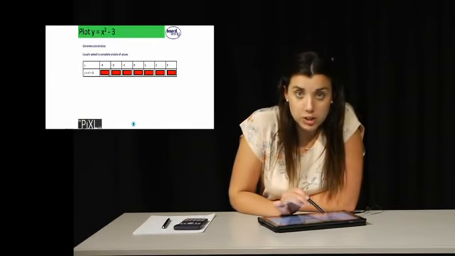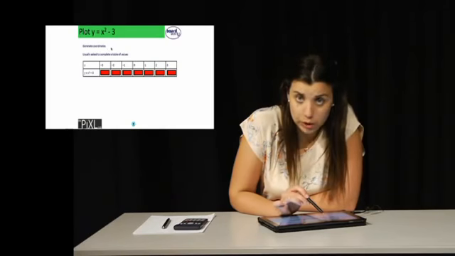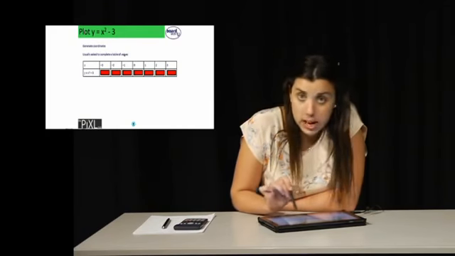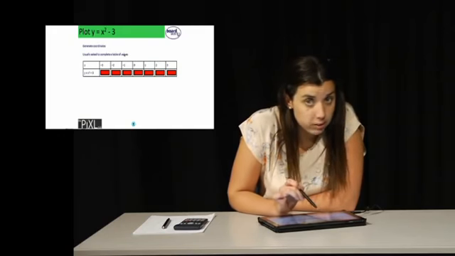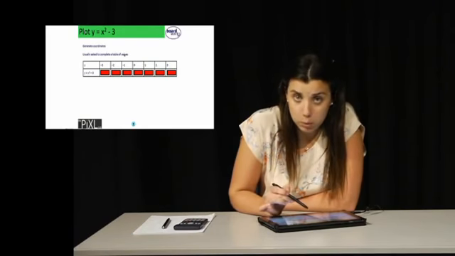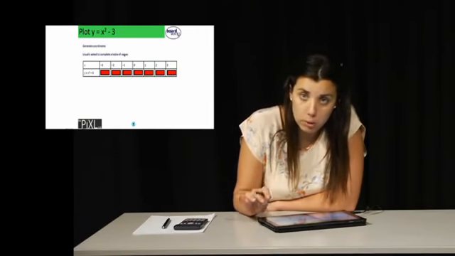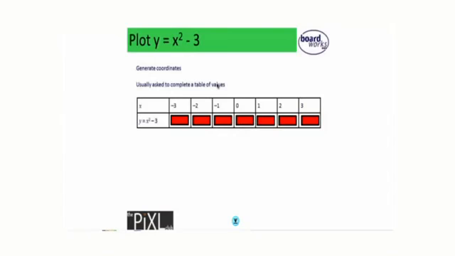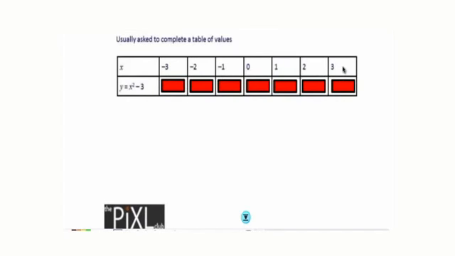In these types of questions, the first step is to generate the coordinates. You are usually given a table of values. Some of the values are filled in for you, and you will be asked to complete the table. Once you have these values, you can generate the coordinates, which then you can plot on the graph. Let's look at this together. We have a graph of y equals x squared minus 3. We have x values that you can see here run from minus 3 to positive 3. We're going to substitute in the different values for x to find the value of y.